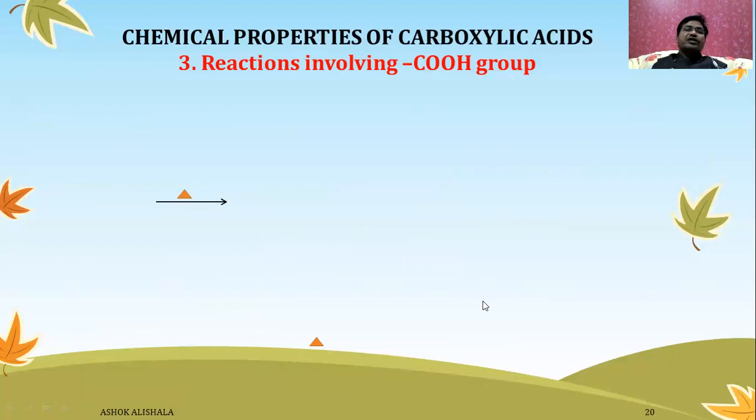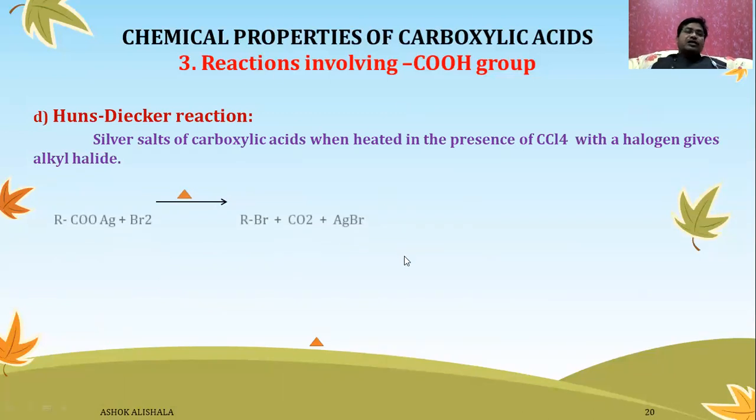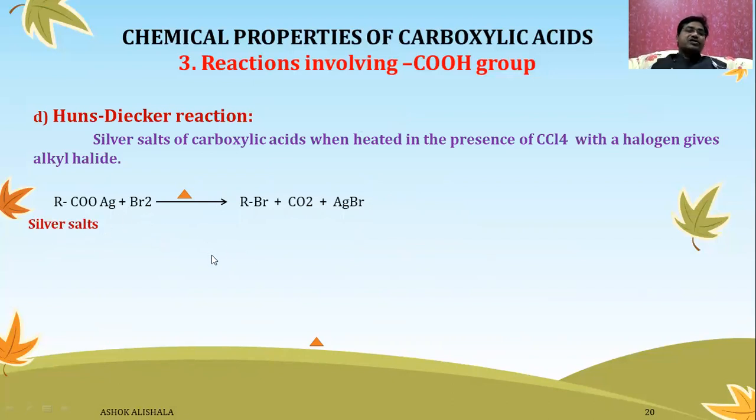Okay, now the other reaction is going to be the Hunsdiecker reaction. What is this Hunsdiecker reaction? This is very simple. The silver salts of carboxylic acid, when heated in the presence of carbon tetrachloride with a halogen, give alkyl halide. And let us see, this is the silver salt of the carboxylic acid, when treated with bromine in the presence of CCl4 and heated, you will get the alkyl halide.